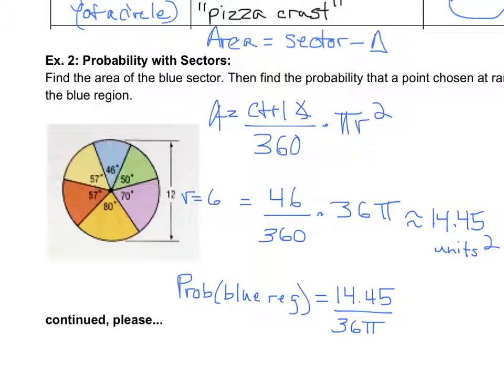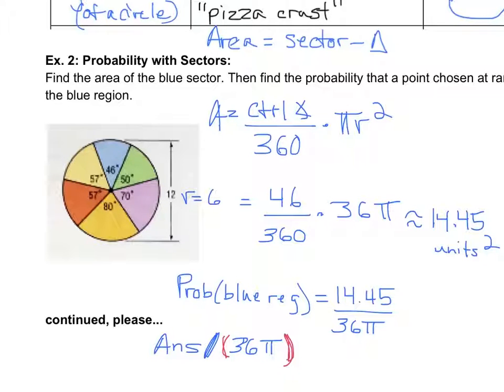Also, please make sure that as you're doing this, if you get on your calculator and hit the divide sign after you get your 14.45, you know you're going to get answer divided by. Please make sure that you put in parentheses around what you're dividing by as far as the 36 pi goes. If you do not do that, you guys are going to get the wrong value for the probability, so make sure that those parentheses are there, okay?